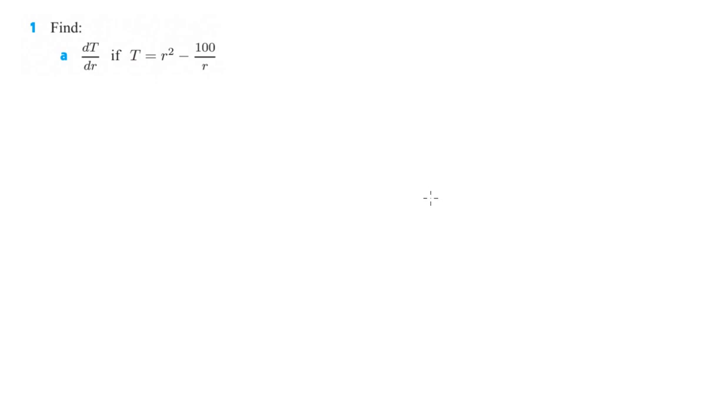I'm going to take you through some of the problems on the 12A Part 2 assignment. First one we're going to take a look at here is 1A. Find dt over dr if t equals r squared minus 100 over r.